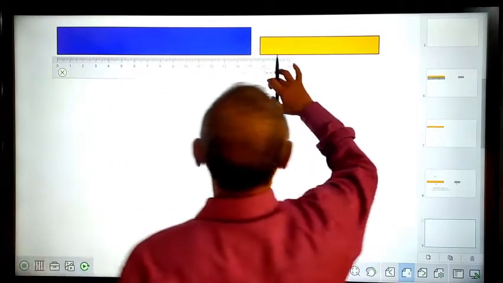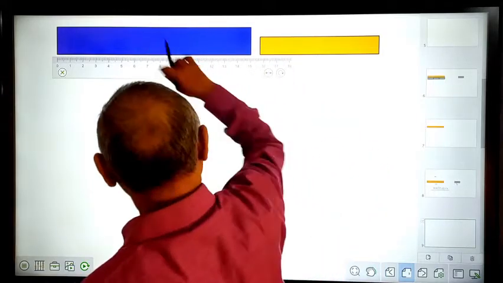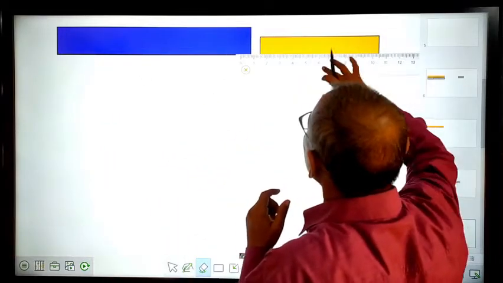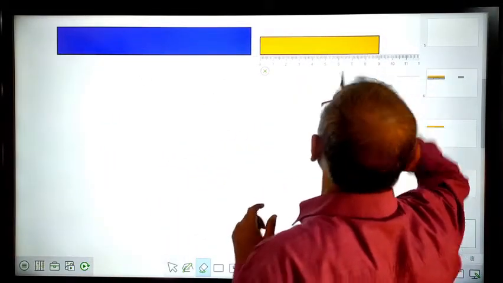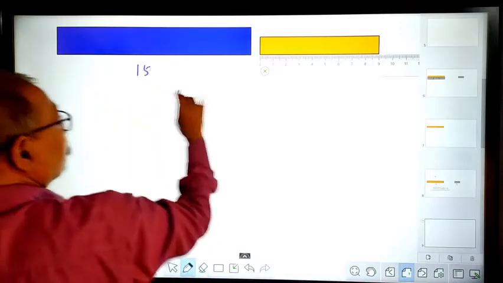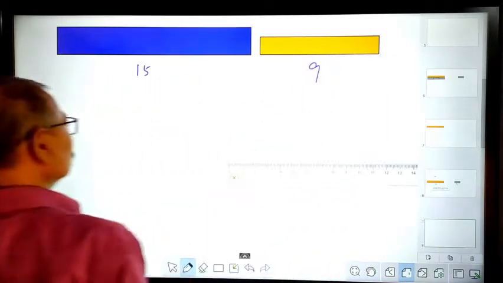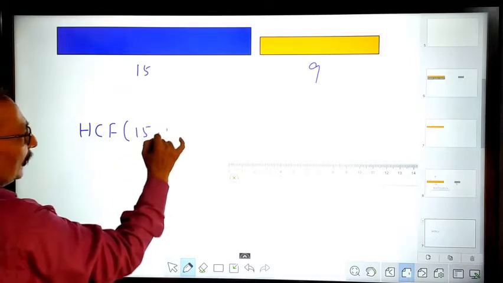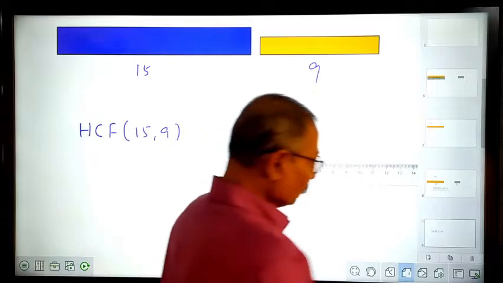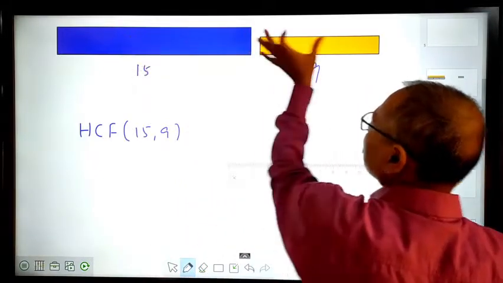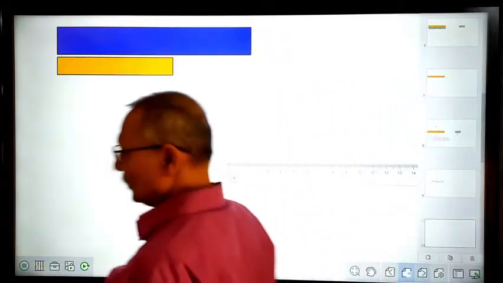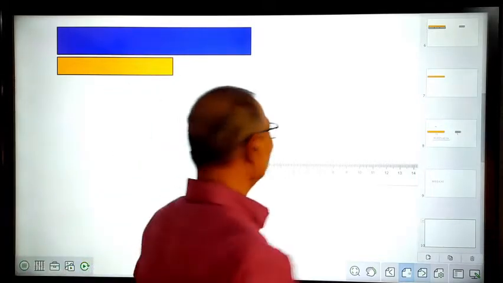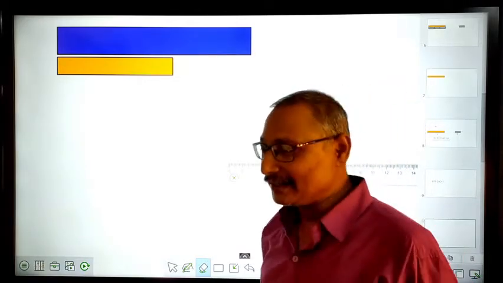Okay. So in this example, this one is of 15 units and this one is of 9 units. Now we want to know the HCF of 15 and 9. For this purpose, first of all, we will divide the longer one by the smaller one, but this is not perfectly divided.